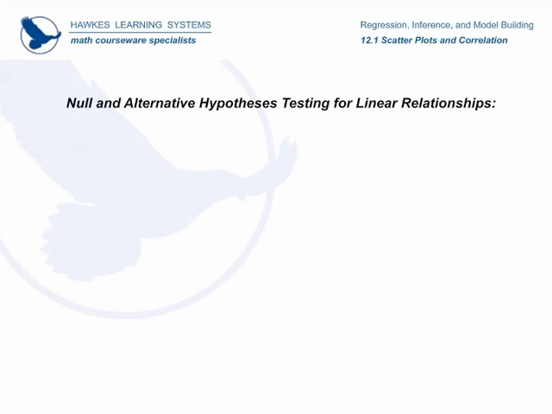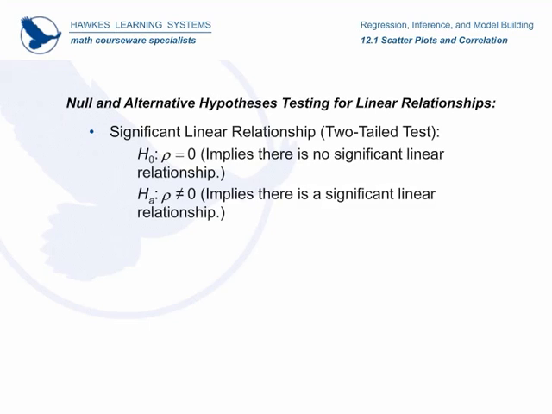So now let's take the concept of our linear relationships together with our hypothesis testing that we covered previously, the null hypothesis and alternative hypothesis. The significant linear relationship we're going to take a look at is for the two-tailed test. So we've got our null hypothesis where the Pearson's correlation coefficient equals 0, and that implies that there is no significant relationship. And we have our alternative hypothesis where the Pearson's correlation coefficient is not equal to 0, and that implies that there is a significant linear relationship.